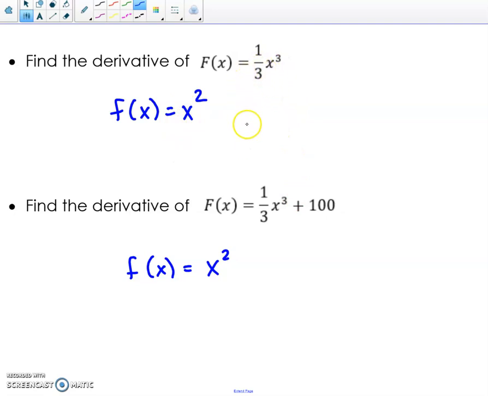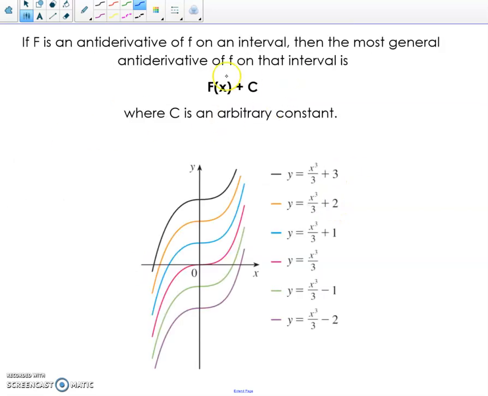Now the equations are very similar. They are related to the parent graph, but the second graph has a plus 100 on it, so that means it's going to be moving up 100. So this is very important. When you're taking a derivative of something that has a constant added to the end, whether it's added or subtracted, the derivative will be the same. So every derivative of all of these functions is going to be, in this case, x squared.